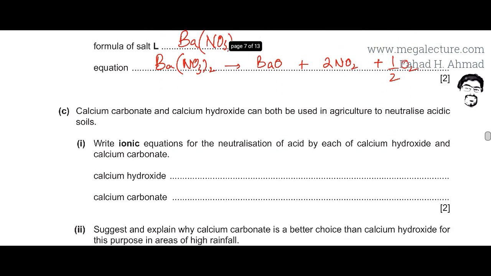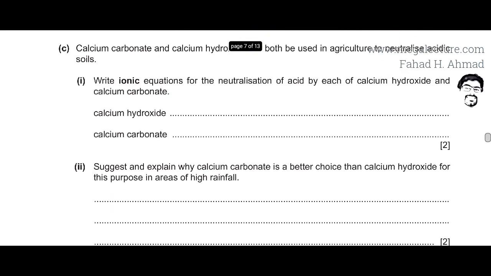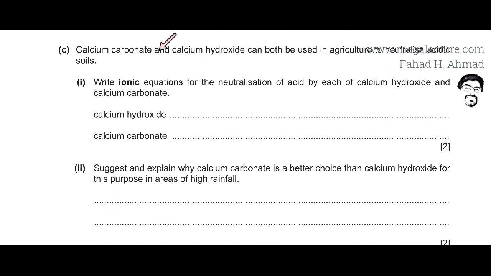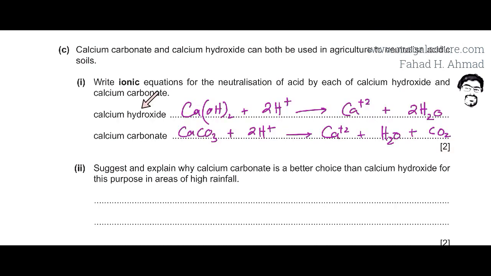Now moving to the next part of the question, you're now given that calcium carbonate and calcium hydroxide can both be used in agriculture to neutralize acidic soils. Write an equation for the neutralization of acid by each of calcium hydroxide and calcium carbonate. So I've written down the equation: calcium hydroxide reacting with an acid is going to produce a salt and a water molecule. It's a base plus acid reaction. I've written down the ionic equation. I have not mentioned a specific acid because the question did not mention which acid was being used. It was just acidic soil. We didn't know what the acid was.